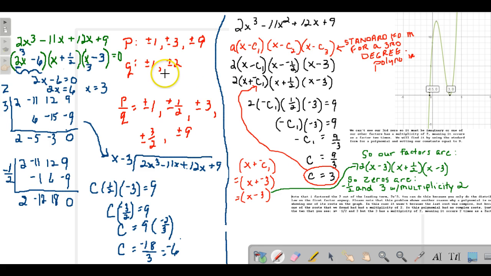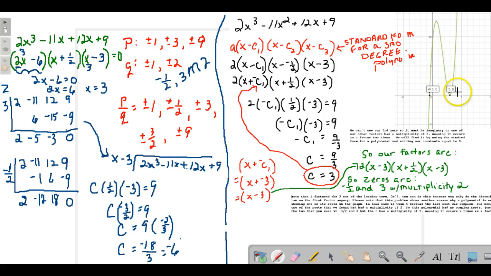The zeros are 1/2 and, oh no, that would be -1/2, -1/2 and 3. And the 3 has a multiplicity of 2. And that's what happened here, because we got a 3 again. So we call that a multiplicity. The zero is 3, but it occurs twice when we go to factor.